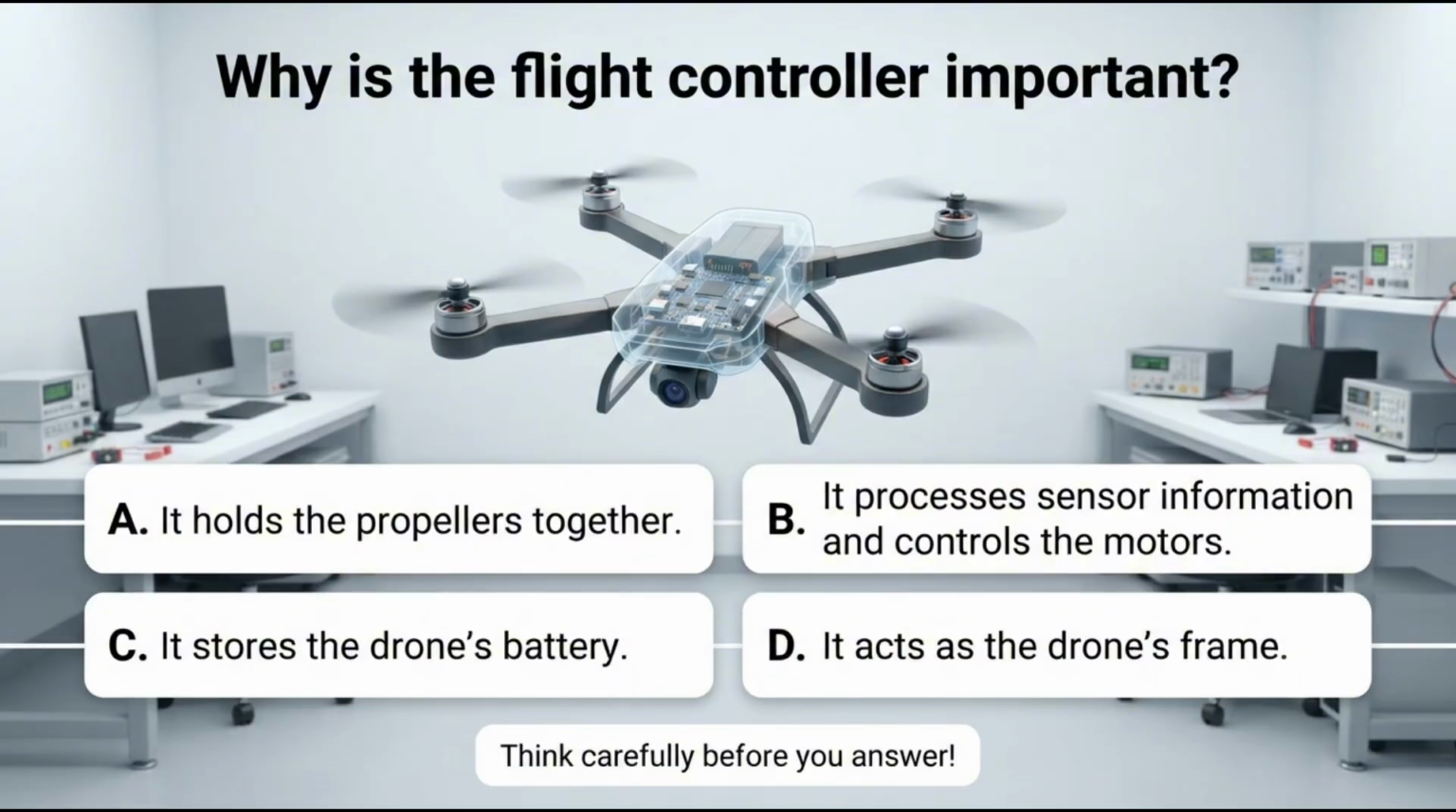Quick check. Why is the flight controller important? A. It holds the propellers together. B. It processes sensor information and controls the motors. C. It stores the drone's battery. D. It acts as the drone's frame. The answer is B. It processes sensor information and controls the motors.